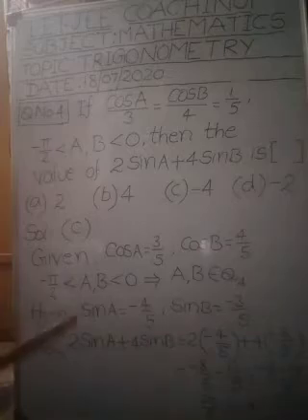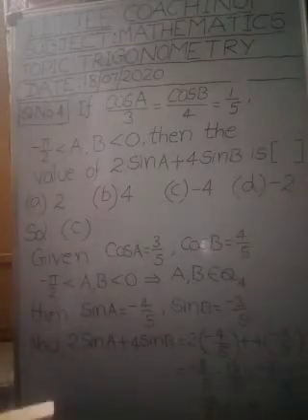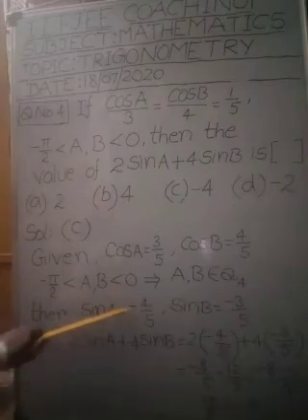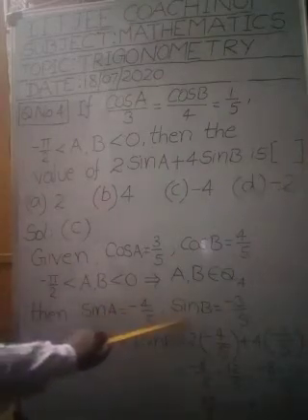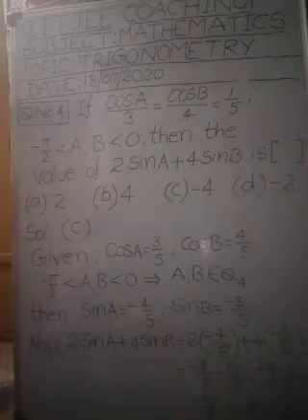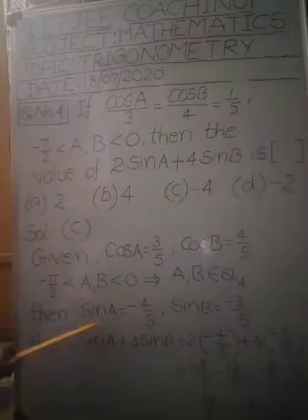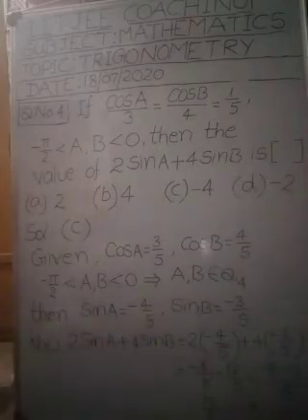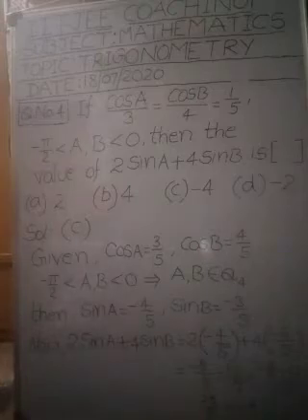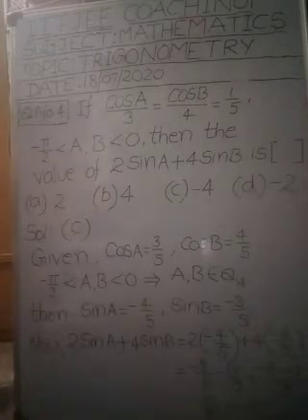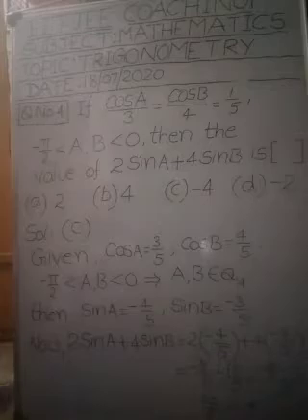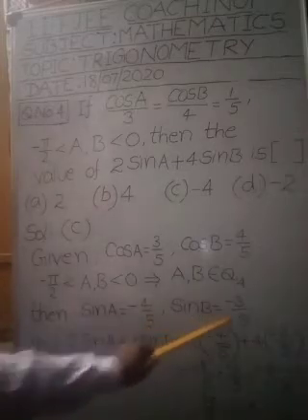Then by taking right angle triangles in the fourth quadrant, we get sin A is equal to minus 4 by 5 and sin B is equal to minus 3 by 5. I wrote the values of sin A and sin B directly without drawing the right angle triangles in the fourth quadrant. You try them. You get these values only.